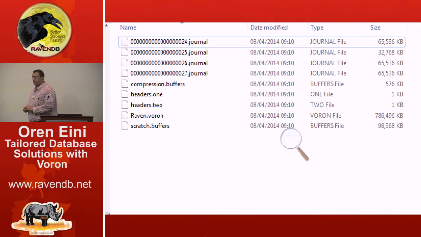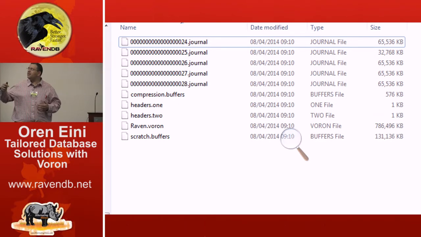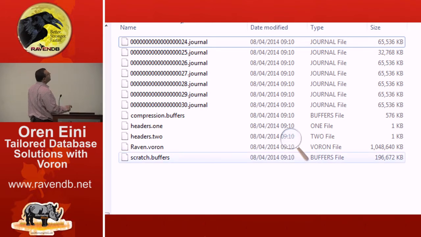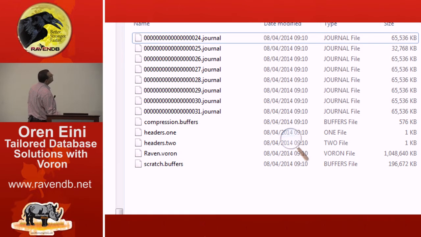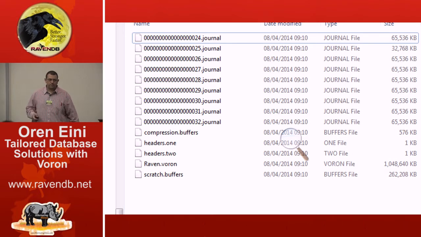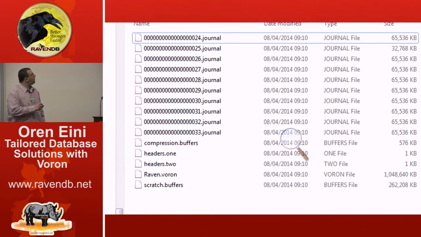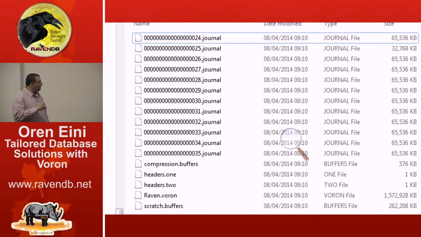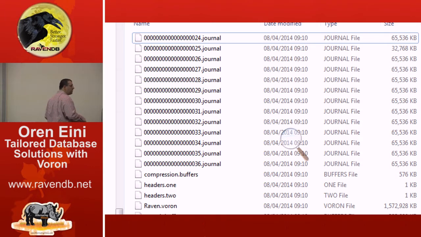So a few things to notice. You can see that we have the journals, and as time goes by, we add additional journals because we keep writing. You can see that we have the actual Raven.Voron, and the Raven.Voron is the actual data file. For fun, Voron means raven in Russian. You can see that we have the scratch buffer. This is what we talked about yesterday, the temp stuff.